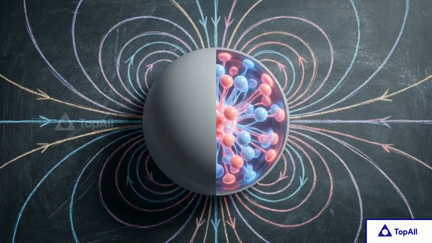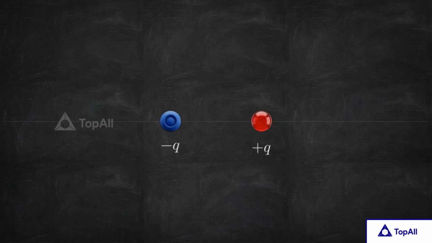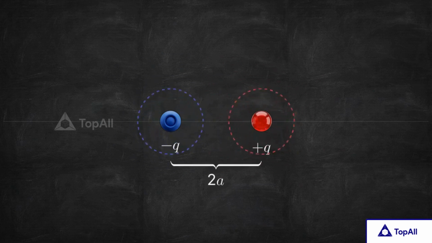But a net zero charge overall does not guarantee a zero electric field. The internal arrangement of those charges creates hidden electrical forces that dictate how the material behaves. We map this using an electric dipole, a pair of equal and opposite charges, positive and negative Q, separated by distance 2a. Their fields don't completely cancel.